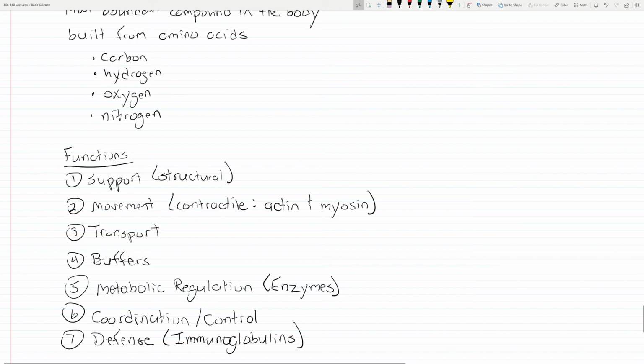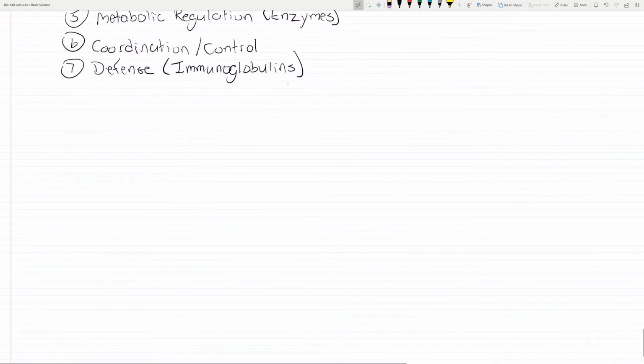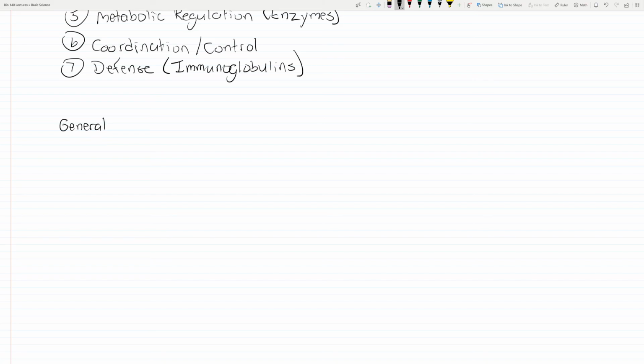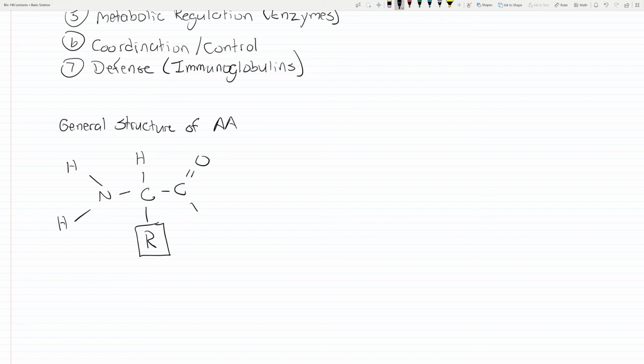So let's take a look at an amino acid. Let's look at the general structure of an amino acid. We're going to say AA for amino acid. Okay, so if we look at it, this is an amino acid. The first thing you should notice when you look at an amino acid is here. You've seen this before. This is the carboxyl group.